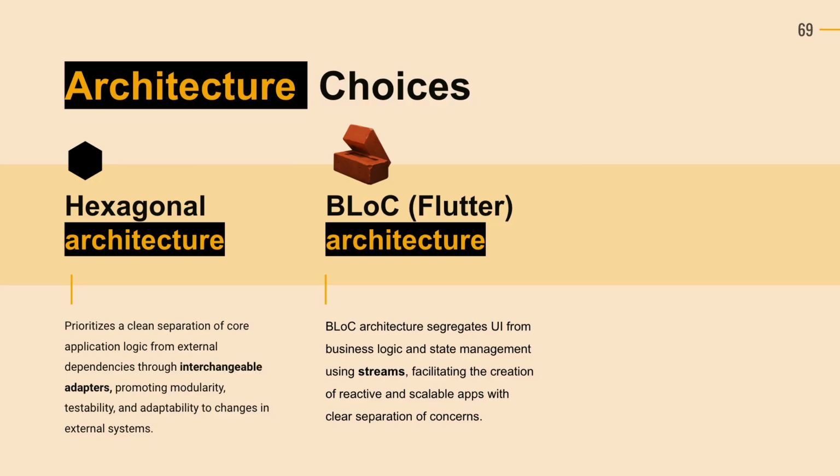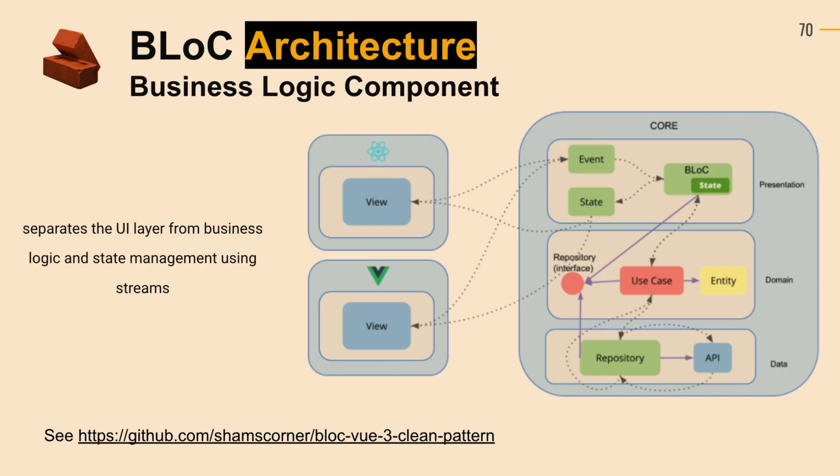A second example is the BLoC architecture, which comes from Flutter, that's really focusing on streams and event-driven development and state management. It's made really for reactive and scalable apps. And it looks like this. Again, on the right side, you have a core kind of logic. You have a part that deals purely with data, with your repositories, with your APIs. You have a part that deals purely with your domain, your different entities, and the use cases of these entities. And then you have the presentation part that deals with the different events and the state. And here, again, you see the view is separate. So the app is separate from the business and the data logic.